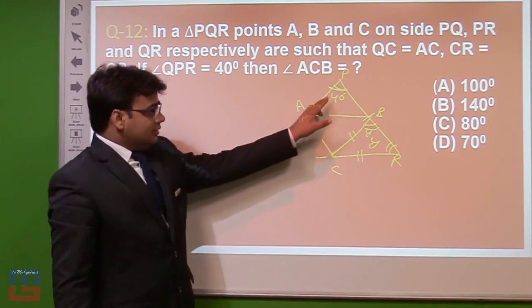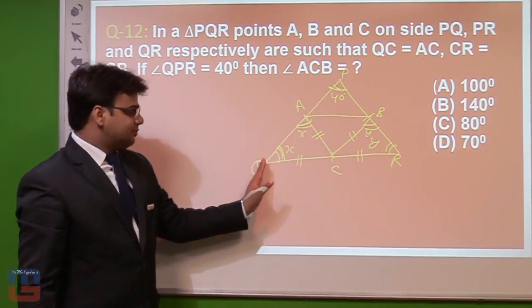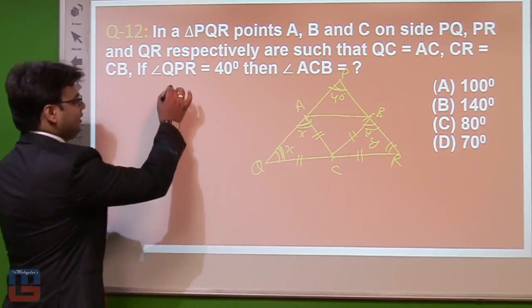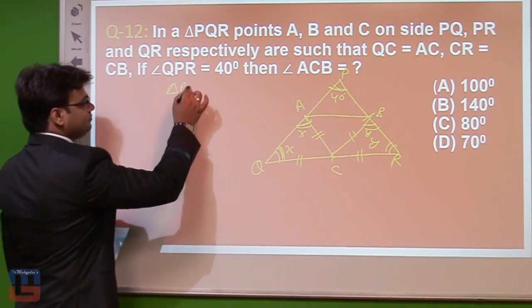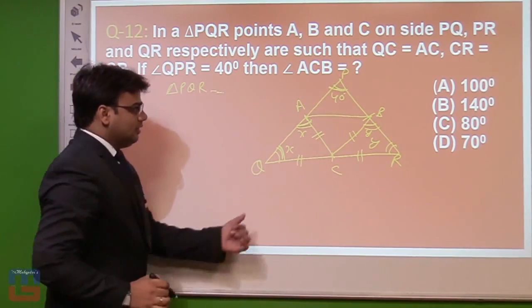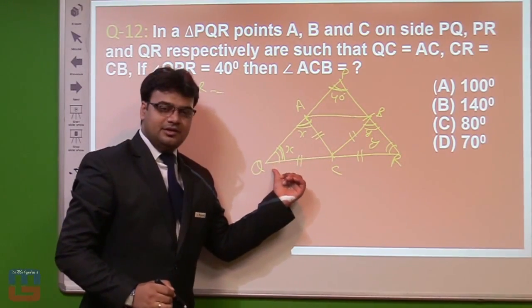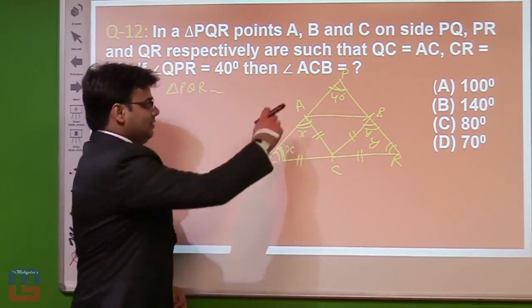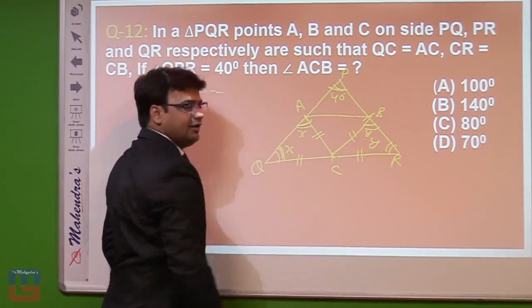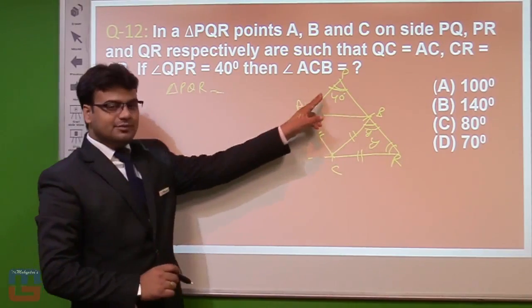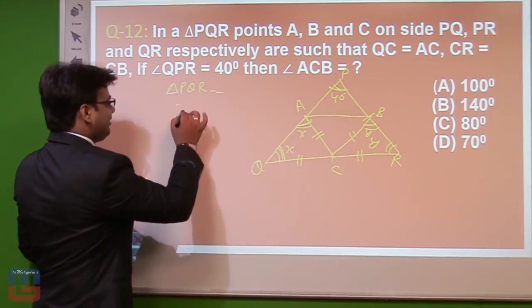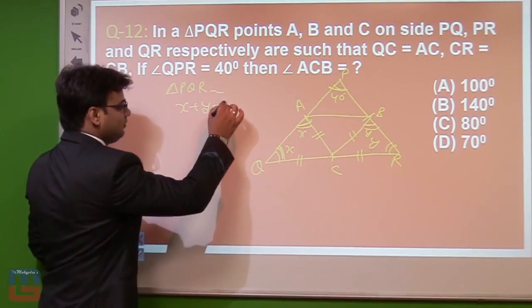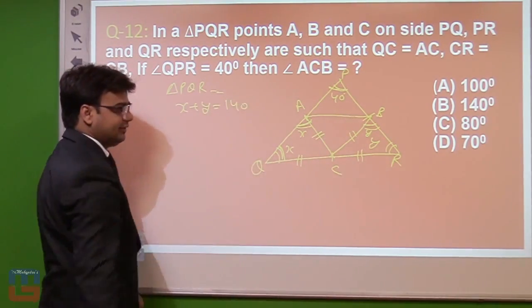We know it's a triangle. In triangle PQR, the sum of angle P plus angle Q plus angle R is equal to 180. That means here its value is 40, so X plus Y is equal to 140 degrees.